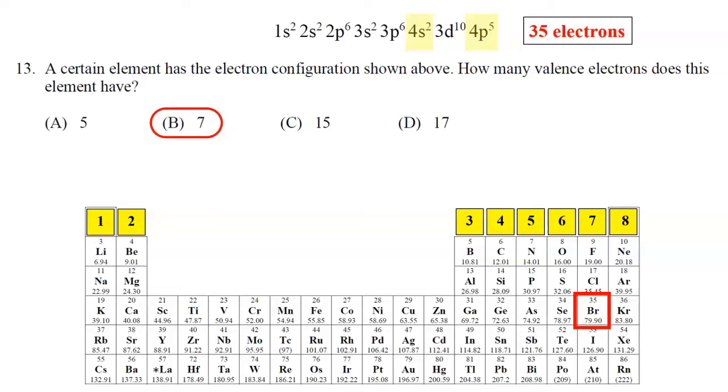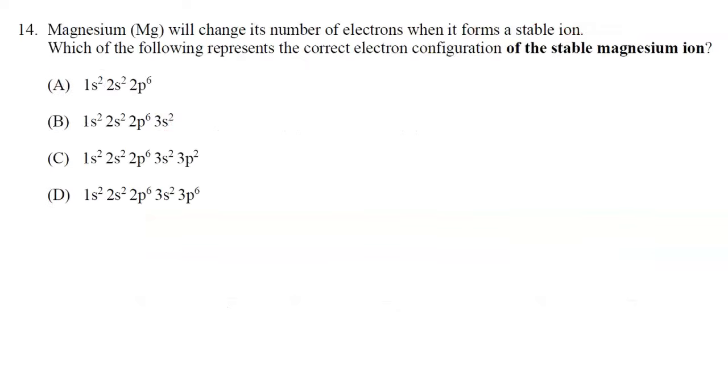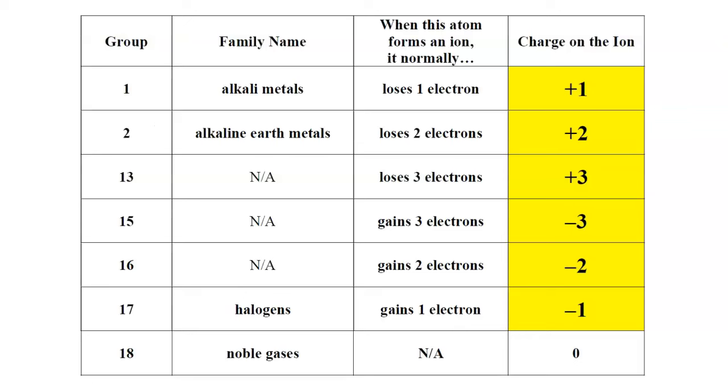Now let's take a look at question 14. In question 14, it says magnesium, Mg, will change its number of electrons when it forms a stable ion. Which of the following represents the correct electron configuration of the stable magnesium ion? So the first thing that we have to do is determine what happens to magnesium when it forms a stable ion. In your packet that was entitled Valence Electrons and the Charges on Ions, you learned this particular pattern for different elements on the periodic table.